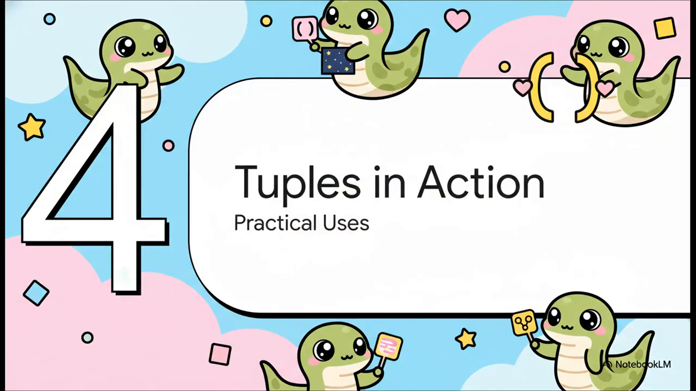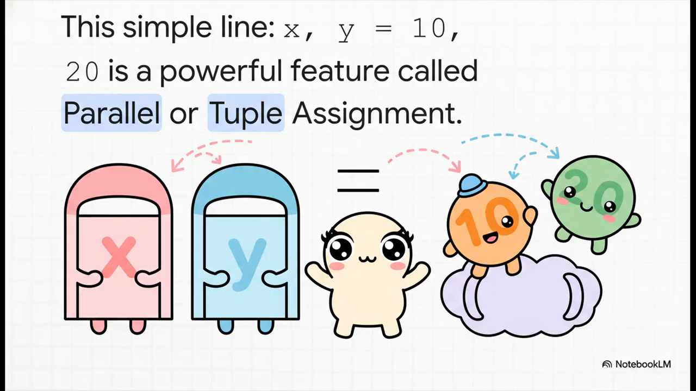Okay, let's wrap this up by looking at how tuples show up in the real world. In fact, you've probably already used one of their most elegant features without even realizing it, in this neat little trick called tuple assignment. If you have ever written a line of code that looks like this, assigning multiple variables at once, you have used tuple assignment. It's also called parallel assignment, and it's just a wonderfully clean and Pythonic way to get variables set up.